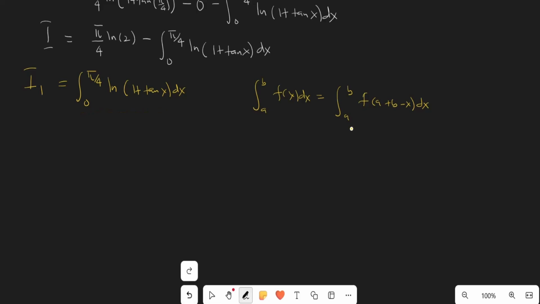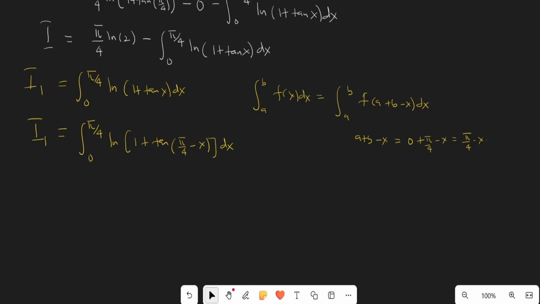So a plus b minus x here is going to be equal to 0 plus pi over 4 minus x, which is pi over 4 minus x. So we're just going to plug pi over 4 minus x in place of x in this integral. So the integral I1 transformed by the King's property is the integral from 0 to pi over 4 of the ln of 1 plus the tangent of pi over 4 minus x, and then dx.